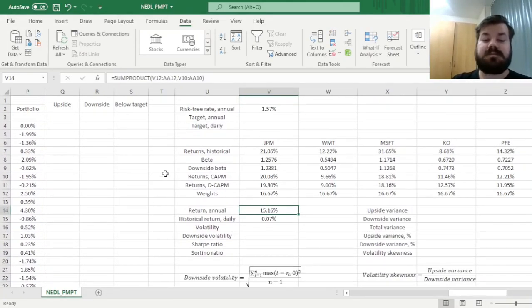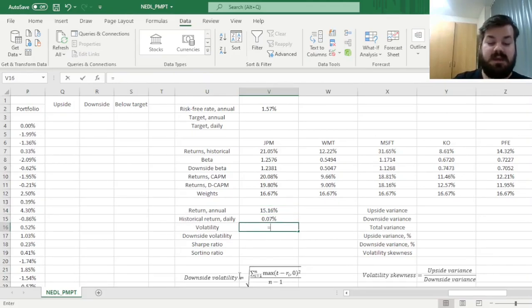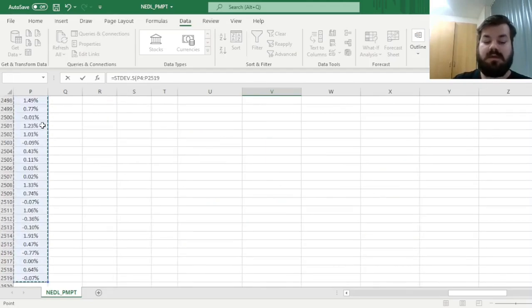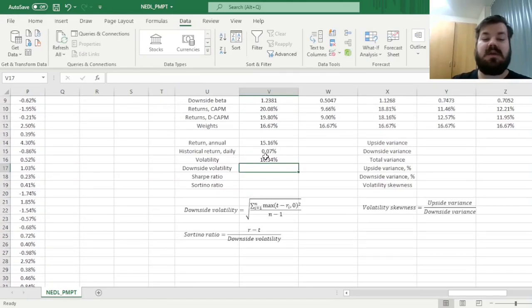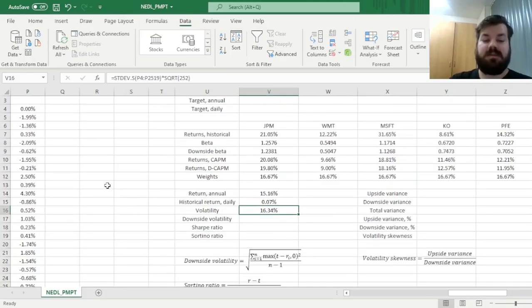And now we can calculate our portfolio volatility, which would be the sample standard deviation of those portfolio returns times the square root of 252, as we are annualizing our standard deviation, and there are 252 trading days in a year in the US, which gives us an annual volatility of 16.34% for our equally weighted portfolio.